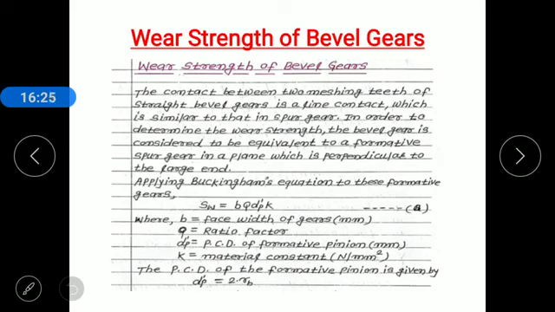b is constant, Q is constant, K is also constant. Only the diameter we determine, and the value of that pitch circle diameter we substitute in this relation, and we get a wear strength equation for a bevel gear. Okay. Now the pitch circle diameter of a formative pinion, that is known to you, D'_p, is 2 times R_b, the back cone radius.